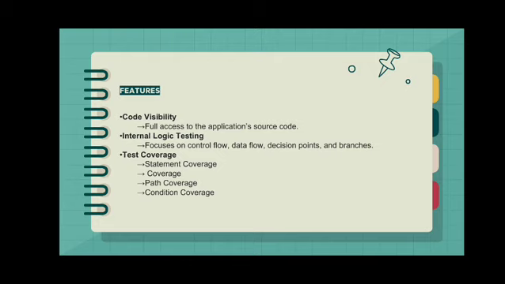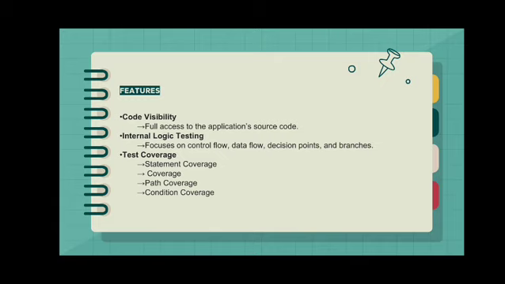This testing evaluates how the code behaves internally, how control flows through conditions, loops, branches, and method calls. For example, is the if statement working correctly? Are all loops terminating as expected?